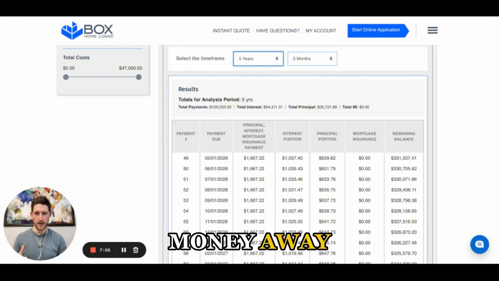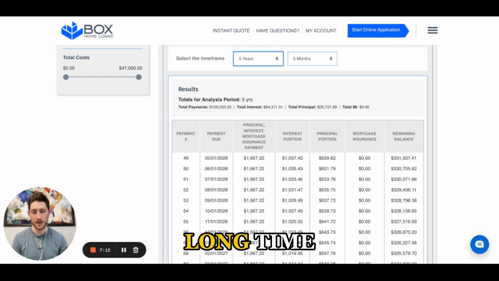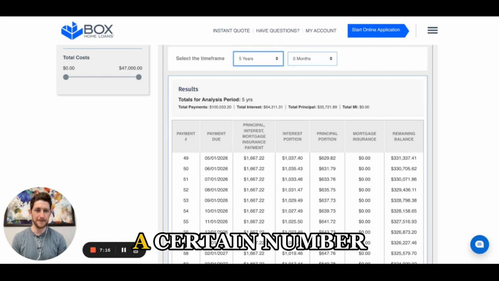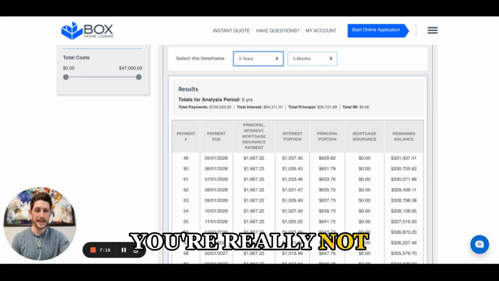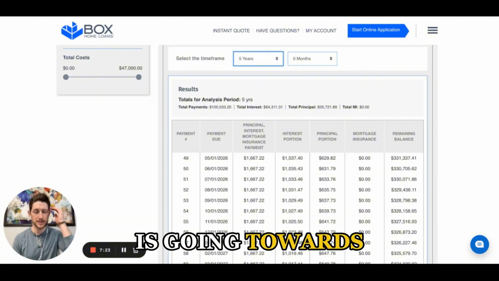So when we think about the conversation of should I rent or should I buy, rent is throwing money away, so it's probably better to get a mortgage. Well, maybe in the long term, if you're going to stay for a long time, then it can start to make sense. But if you're only going to be there a certain number of years, you're really not putting that much money towards equity. In fact, most of it is going towards interest.